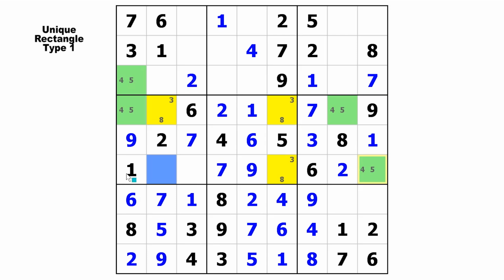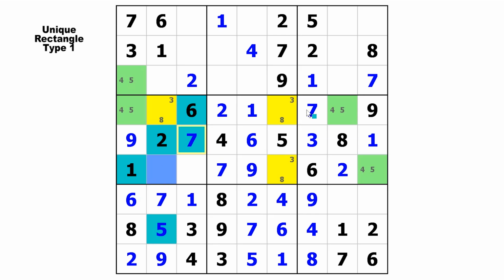The blue cell can see a 1 and it can see a 2, and it cannot be a 3 because that is one of the UR candidates. And it can't see a 4, so it could be a 4. But it can see a 5, it can see a 6, it can see a 7, and it can't see an 8, but that's also one of the UR candidates, and it can't be a 9 because it can see that 9. So this cell has to be a 4.